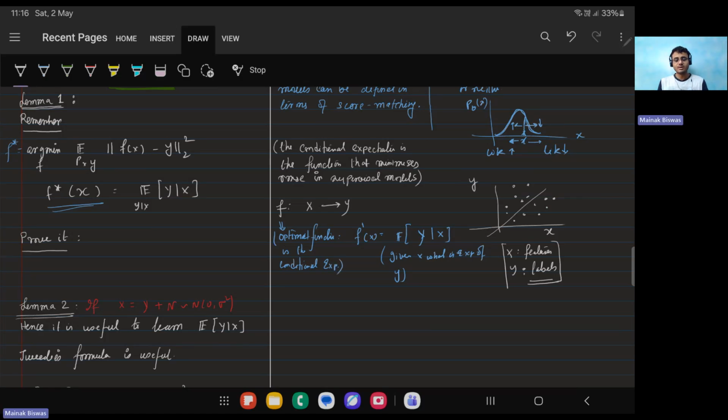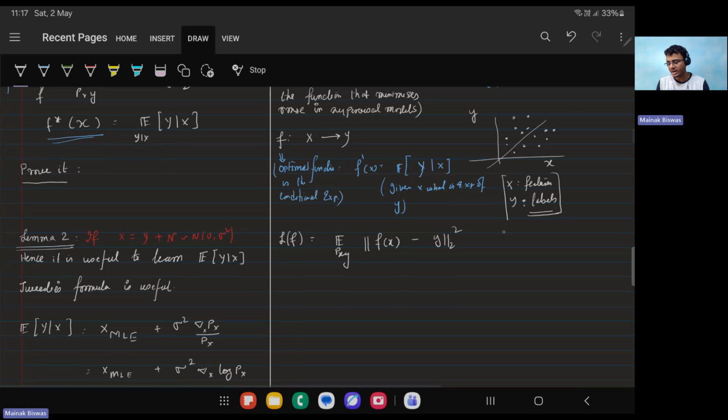We'll prove it now. So whenever I'm writing this expected value, the loss, which is a function of f, is the expected value over x and y. That's called the joint distribution of x and y. And the mean square error, right? So let us take a 1D case where y is real, and you could generalize it for ND.